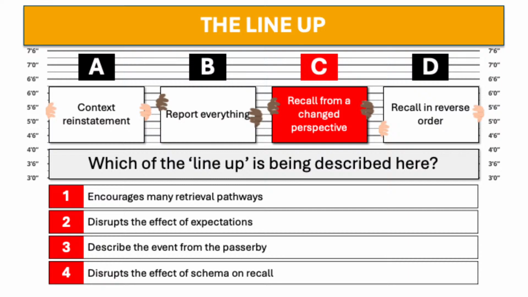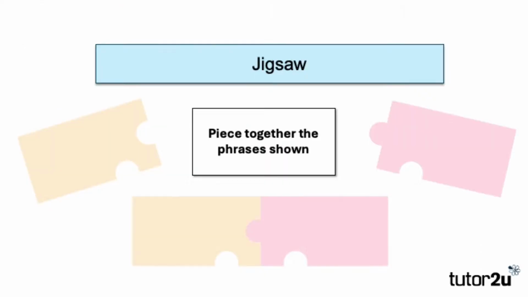So rather than just saying they could recall it from a change perspective, make sure you say who. If you say that they should report everything, give some application items. What sort of things could they report which is relevant to that scenario? Recall in the reverse order, what part of that scenario should they be starting from? So don't be generic with these questions if it's an application question, but well done. I think a lot of you got that one correct. So we're going to move on to the next activity, which is jigsaw.